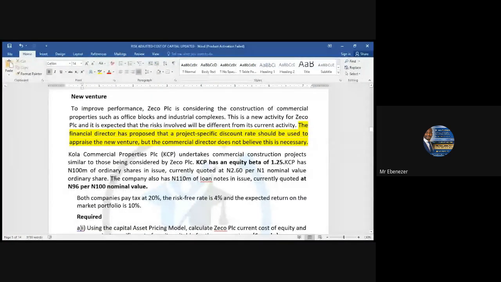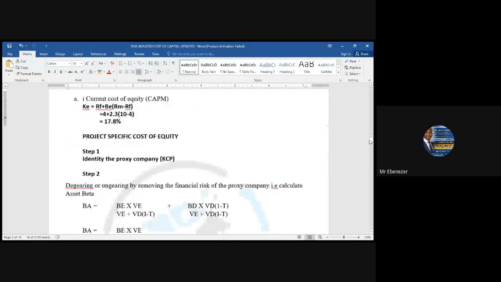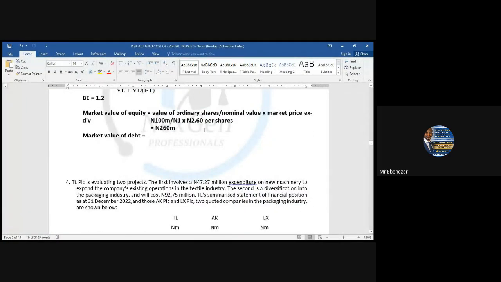The company has 110 million of loan notes in issue, currently quoted at 96 naira per 100 naira nominal value. Can you see? All right, so we do the same thing with that. So we can have here the value of debt divided by the nominal value.